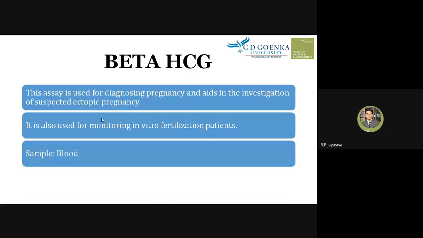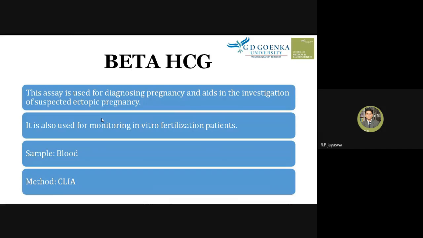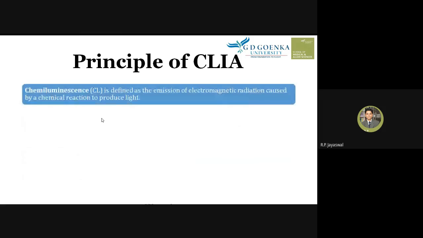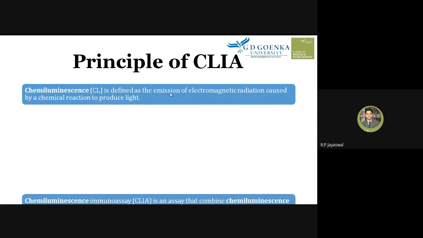Next, the sample that can be taken for beta HCG is blood, or sometimes we can take a urine sample also. The method we can use, if you are using a blood sample, is the CLIA test. The principle of CLIA: chemiluminescence is defined as the emission of electromagnetic radiation caused by a chemical reaction to produce light. In CLIA, CL is for chemiluminescence, I for immuno, A for assay. So chemiluminescence is defined as emission of electromagnetic radiation caused by a chemical reaction which produces light.